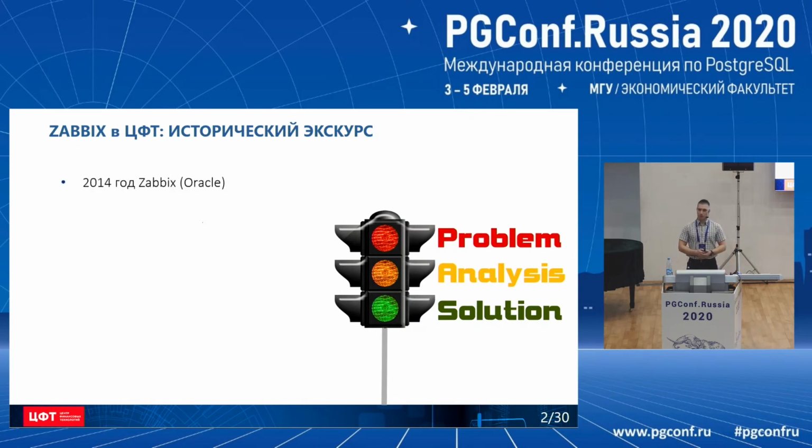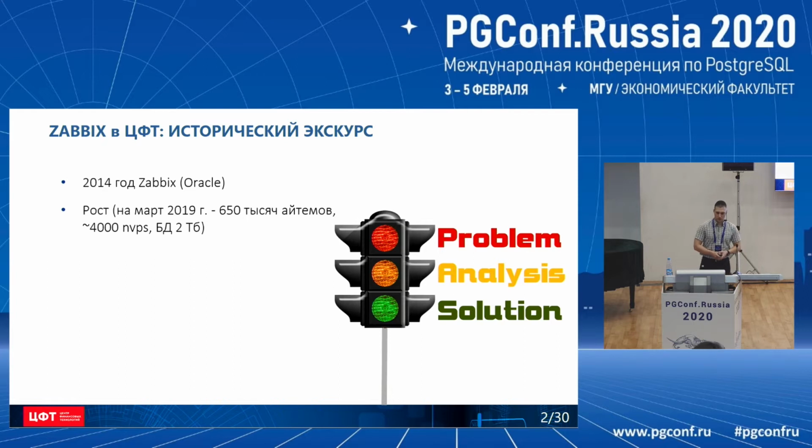Now, how did Zabbix appear? In 2014, in our department, one of the employees offered to implement Zabbix to monitor all the databases that we have. And we have a fair amount of them. The experience turned out to be successful, and as of March 2019, our Zabbix had grown to a fairly large size. We have 3,000 NVPS, approximately 2 terabytes of database, 650,000 items, and this was a snowball growth.